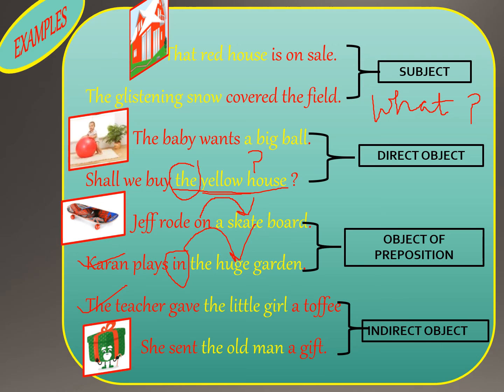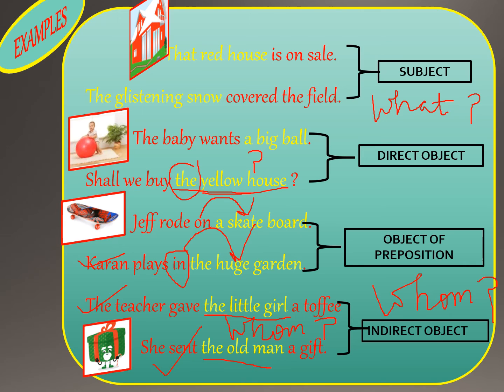The teacher gave whom a toffee? The teacher gave the little girl. An indirect object answers the question whom. The teacher gave whom a toffee? The teacher gave the little girl a toffee. Last example, she sent the old man a gift. She sent whom? It is the old man, right? So, whom is answered by the indirect object. So, here the old man is the indirect object.